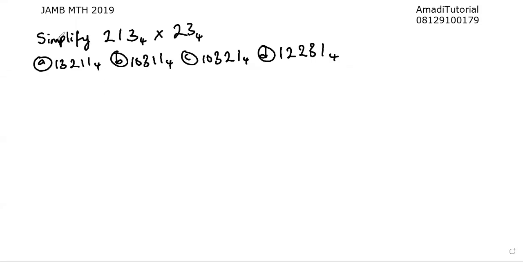Okay, having completed the lesson, let's try out a real past question here. JAMB 2019. Simplify 213 base 4 times 23 base 4. So let's quickly do that. That is multiplication in different number base other than 10. So let me arrange my numbers: 2, 1, 3, and 23. All of them in base 4.